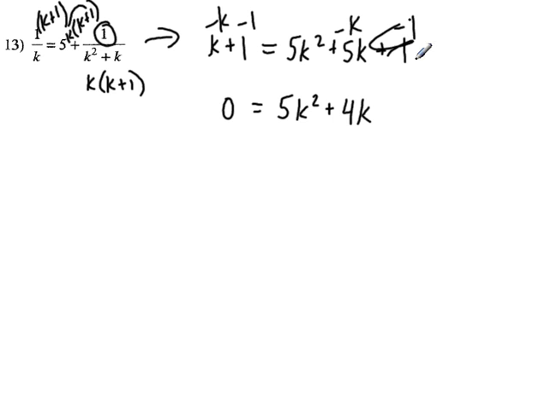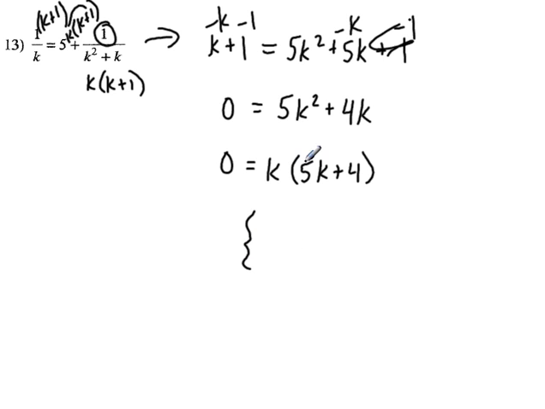Now, since the 1's canceled, I kind of have a weird thing going on here. But I can handle that. What's in common? Remember, factor first. I could pull a k out, leaving me with 5k plus 4. I will have two answers right here from this equation, and they're going to go in these symbols.